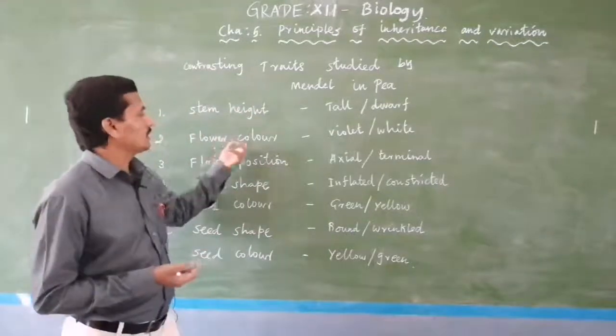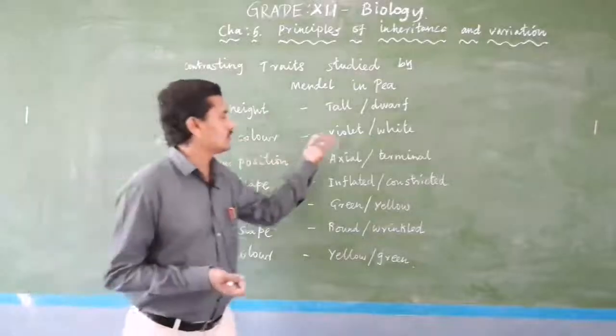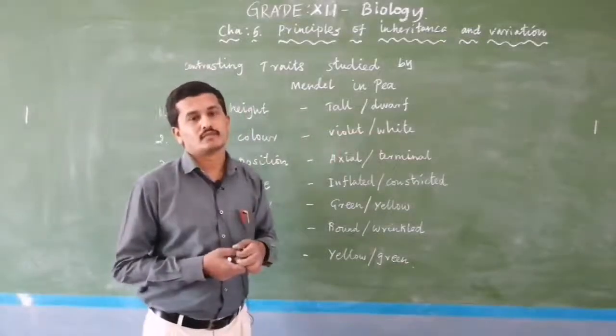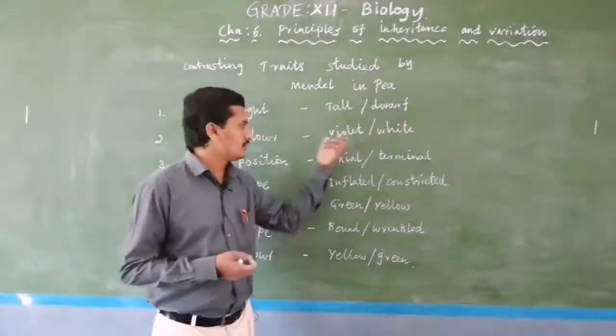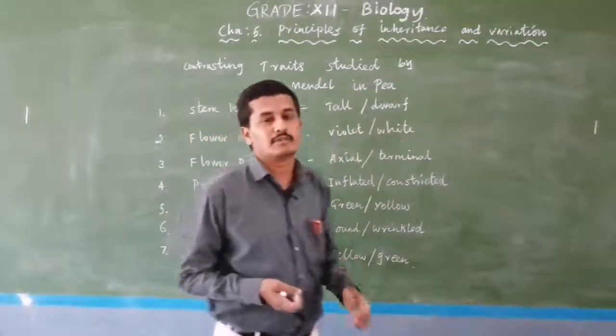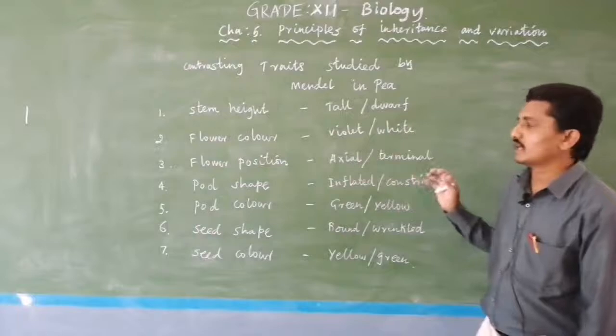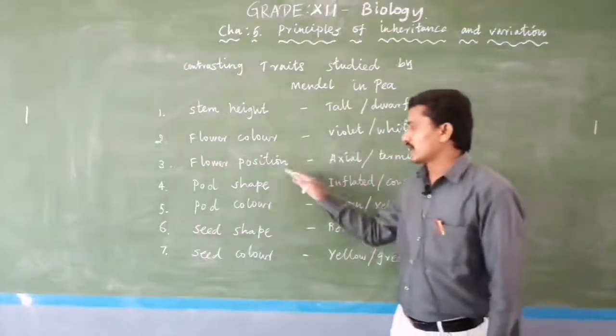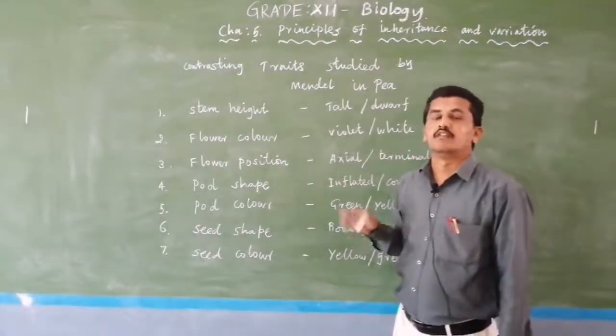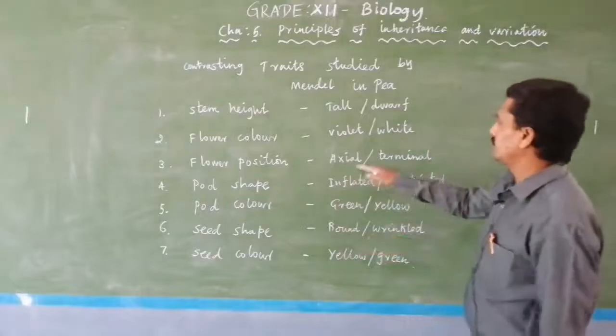And then flower color. Flower color is violet and white, which means some flowers in the garden pea plant are violet and some are white. And another character, flower position. Flower position means axial and terminal.